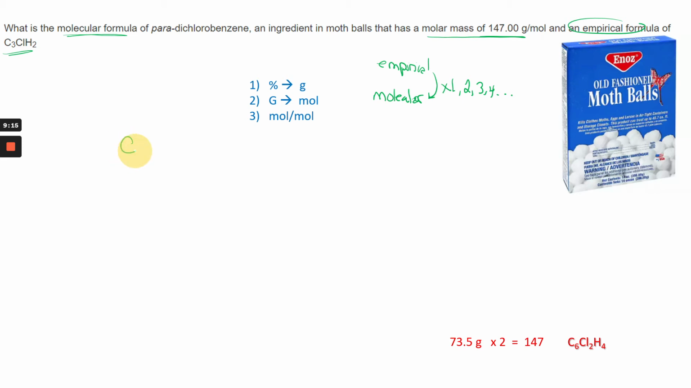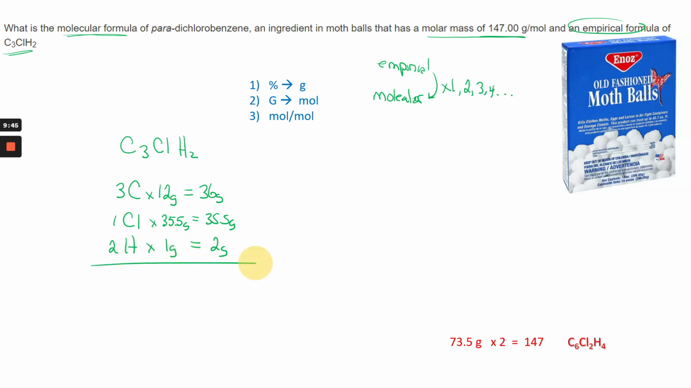So I would start by figuring out, what does C3ClH2 weigh? So the formula says I have 3 carbons. They each weigh 12 grams. That's 36 grams. I have 1 chlorine. It weighs about 35.5 grams. Chlorine is one of the few atoms that I round to a half. And there are 2 hydrogens. They each weigh 1 gram. So the molar mass of this is 73.5 grams.